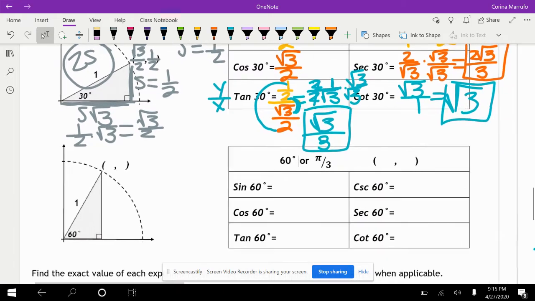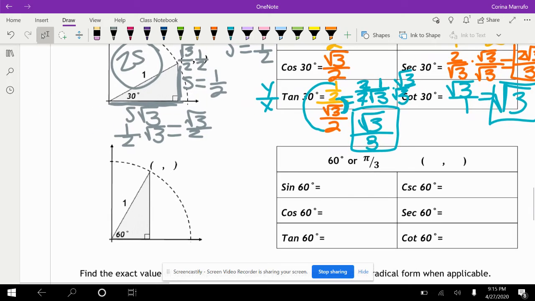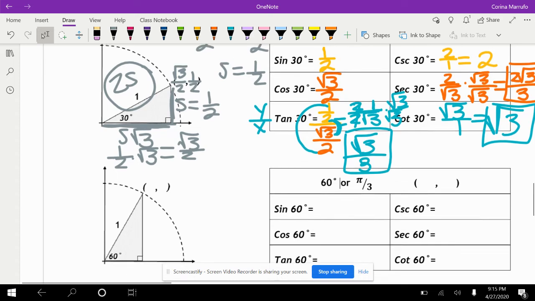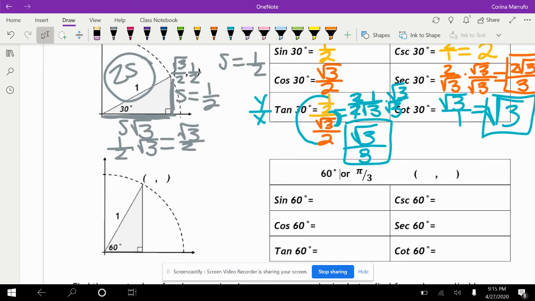All right, now for the 60 degrees. So these two triangles are exactly the same, but it's kind of flipped and rotated a little bit different, but it's still the same concept. So the one across our 60-degree angle is the square root of 3 over 2. The one across the 30-degree angle we said was 1/2.